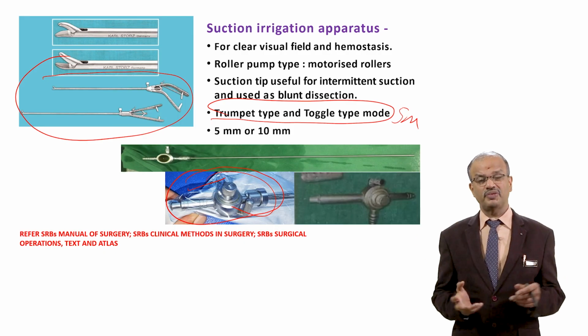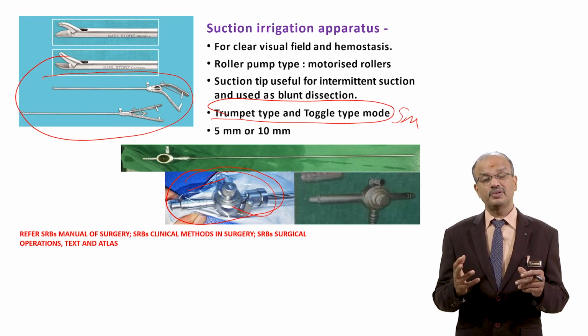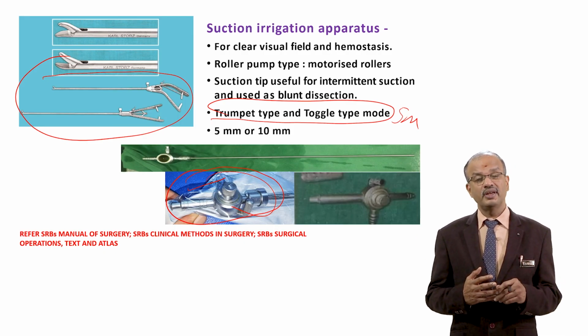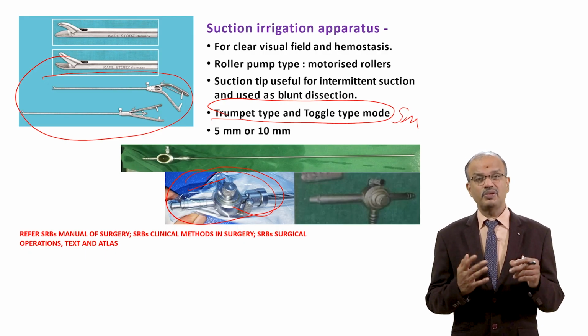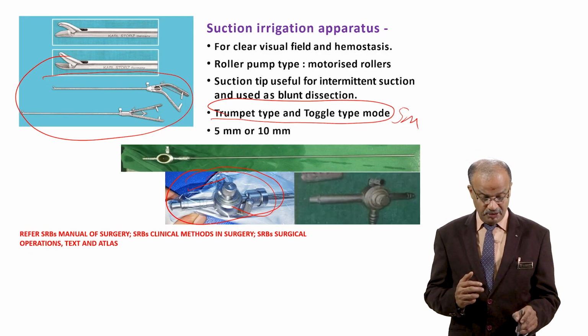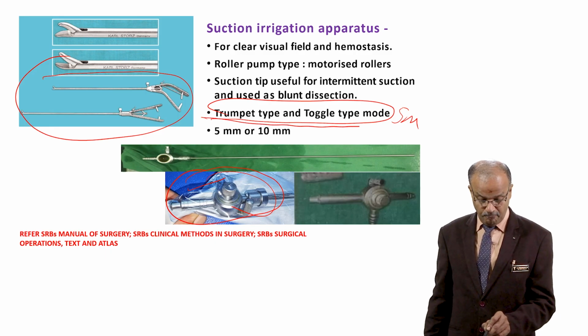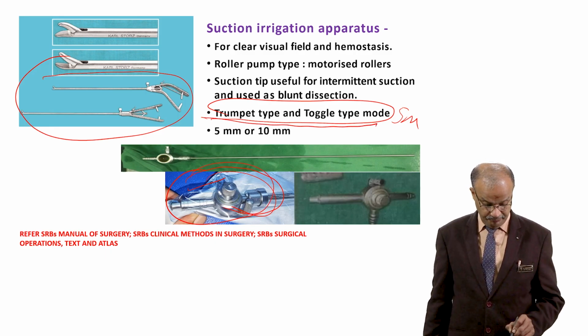And if a large amount of suction is required, then you use a 10 mm suction device. Usually, traditionally, 5 mm toggle type is commonly used. Many people use the trumpet type. So the two types are so important, you have to remember, trumpet and toggle. This is the toggle type.